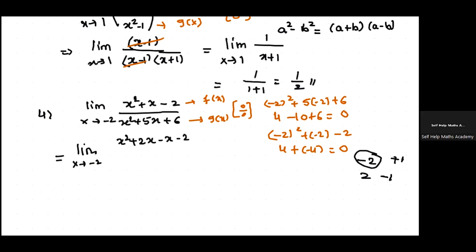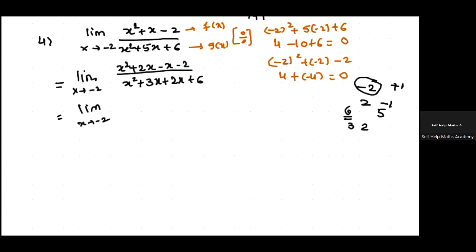Similarly, in the denominator, I want factors that multiply to give 6 and add to give 5. So 3 and 2 are the two factors. After multiplying, I'm getting 6 and after adding, I'm getting 5. So let's take it as x square plus 3x plus 2x plus 6. Now simplify this. Limit as x is tending to negative 2; taking x out, it is x plus 2, and minus 1 out, it is x plus 2, divided by, taking x out, x plus 3, and taking 2 out, it is x plus 3.